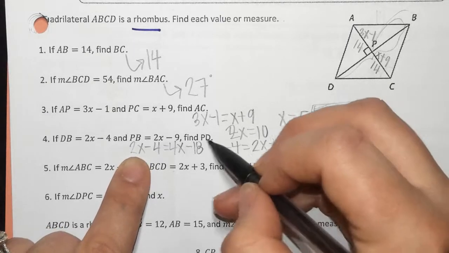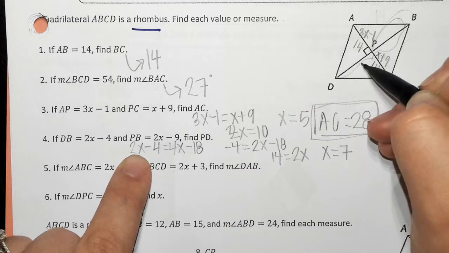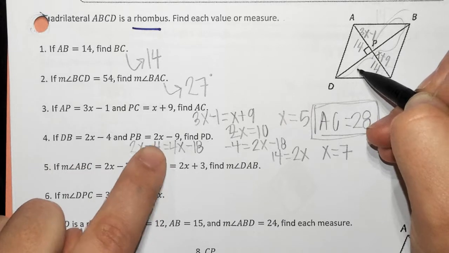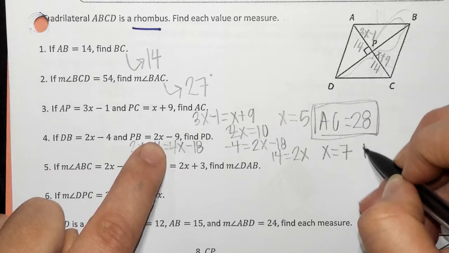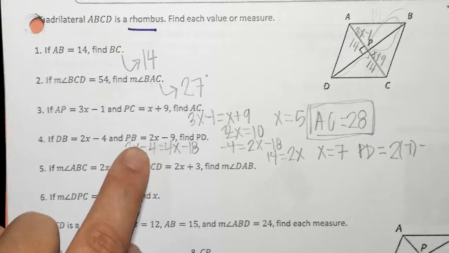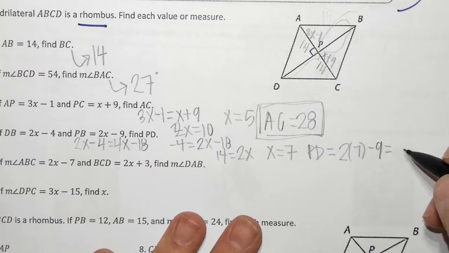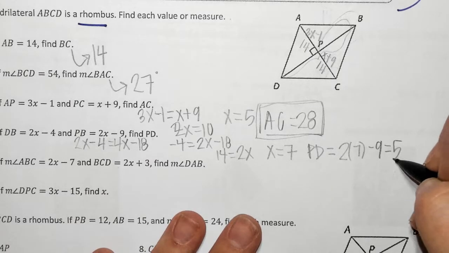Okay, find PD. Is PD half or whole? Half. So do I plug it into DB or PB? PB. So PD is equal to 2 times 7 minus 9, which is 14 minus 9, which is 5. Yes.